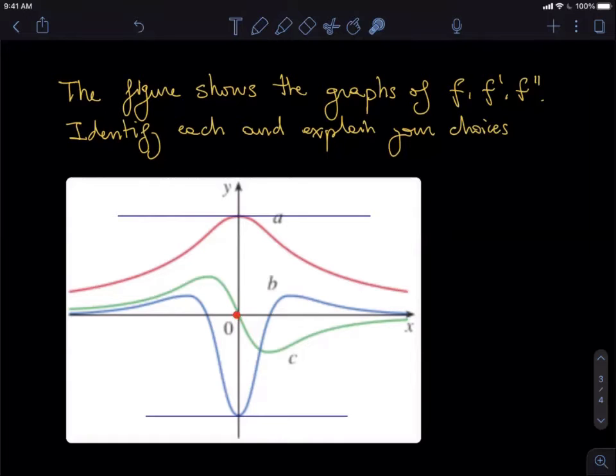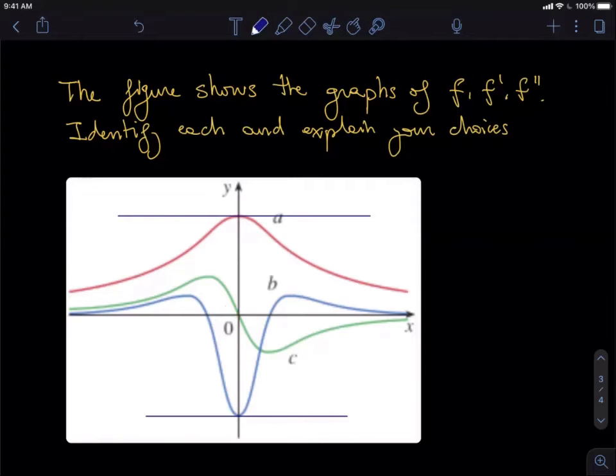Because the green one crosses the axis at x equals 0, it has a root. So that means a 0 derivative. So the green could be the derivative of either A or B. So we need to figure out which is which. But we know already that this graph C is going to be the derivative of one of the other two.